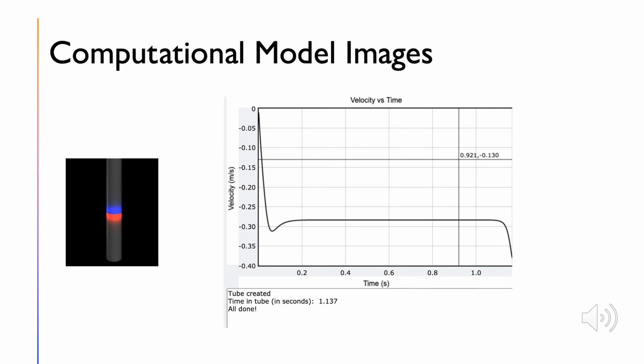Here is a picture of the magnet as it falls through the aluminum tube in the computational model. The blue ring represents the clockwise current, while the red ring represents the counterclockwise current. This image is shown here on the left. On the right of the screen is an image of the graph of velocity versus time as the magnet falls through the tube. As you can see, for a portion of time, the velocity is constant. This is because at this moment in time there is no net force acting on the magnet as the forces in play cancel out.